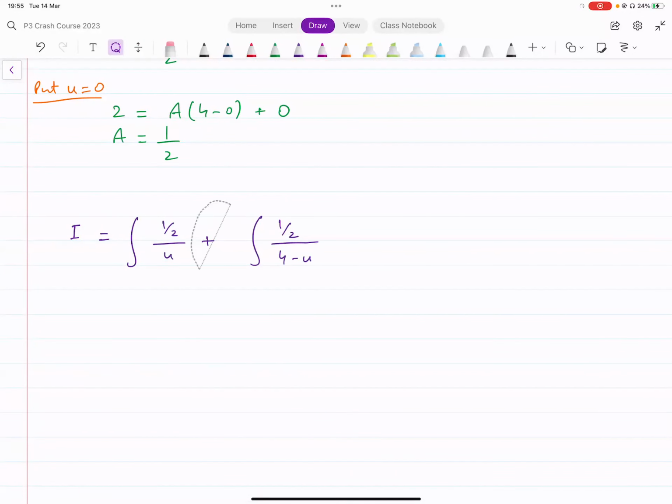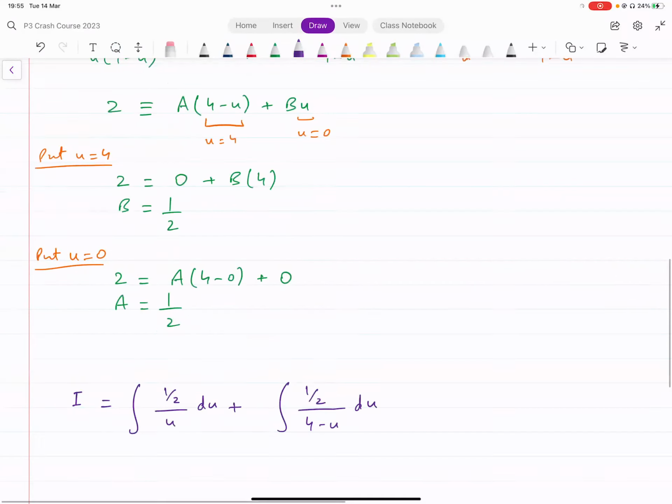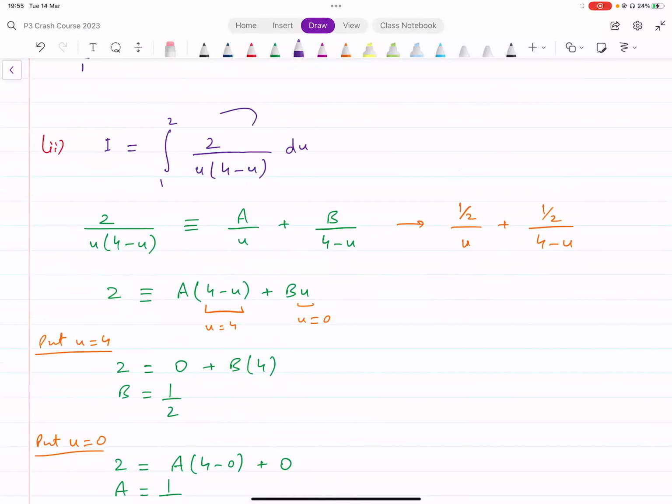Okay, so we could write them separately like this as two separate fractions. So rather than integrating this fraction, we are integrating its partial fractions instead. Okay, let's see what they turn out to be. This is a constant, 1 over 2. We could write this outside the integral. So it becomes 1 over 2 into the integral of 1 over u with respect to u.